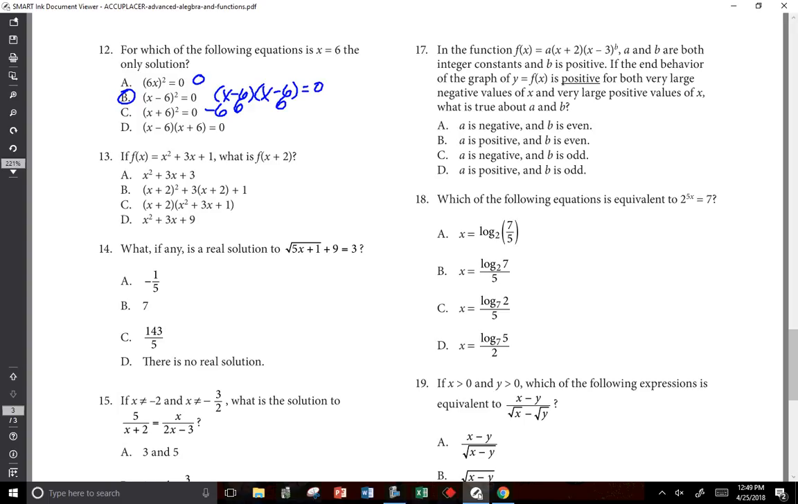You would actually have to FOIL that, Joe, if you didn't get rid of the 9. You see what I'm saying? That would be really ugly. You don't want to do that. 3 minus 9 is negative 6. Now we can square both sides to get rid of the square root.